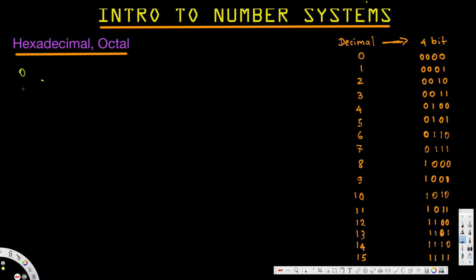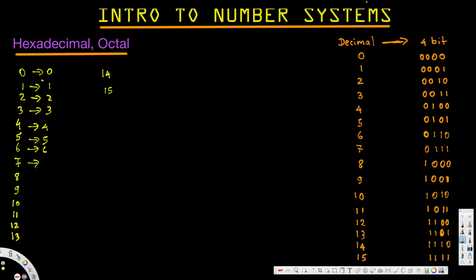We start from 0: 0, 1, 2, 3, 4, 5, 6, 7, 8, 9, 10, 11, 12, 13, 14, 15. Until 9 there's no problem, it's going to be the same number. It's like decimal to hexadecimal. So 0 is 0, 1 is 1, 2 is 2, 3 is 3, 4 is 4, 5 is 5, 6 is 6, 7 is 7, 8 is 8, and 9 is 9.